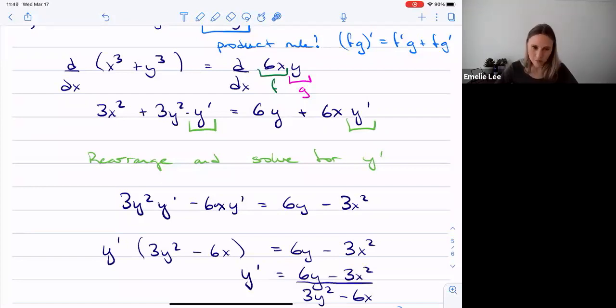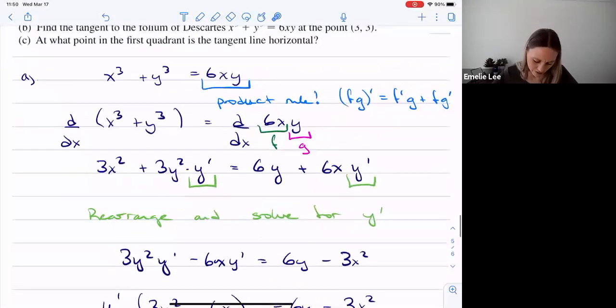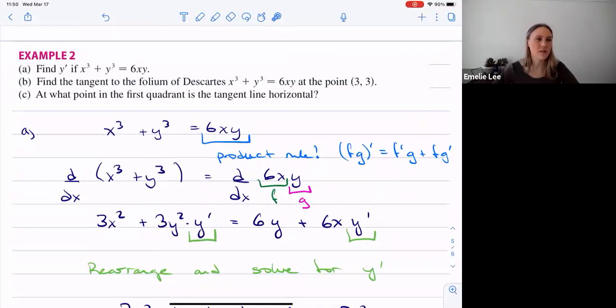So I think there were multiple parts here. So let me scroll up and see. Okay, so now we have the derivative y prime, which is the slope of the tangent line at some value of x and y, or some point.